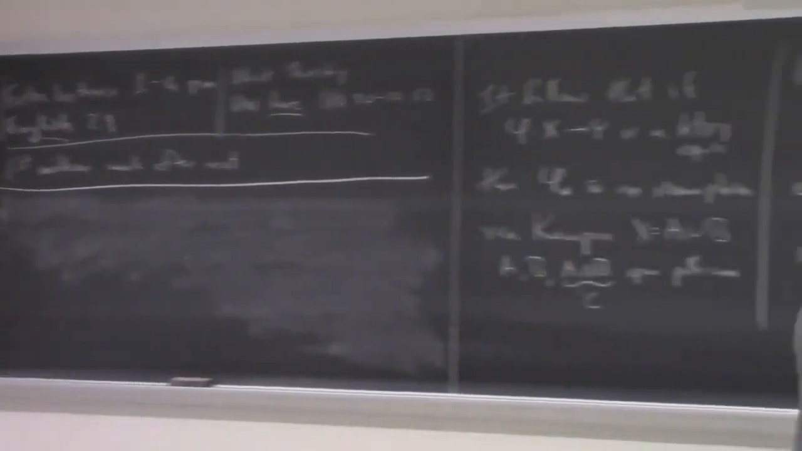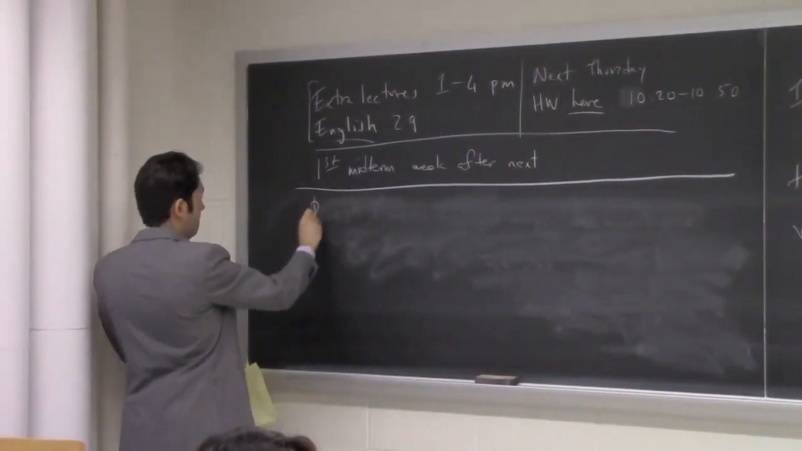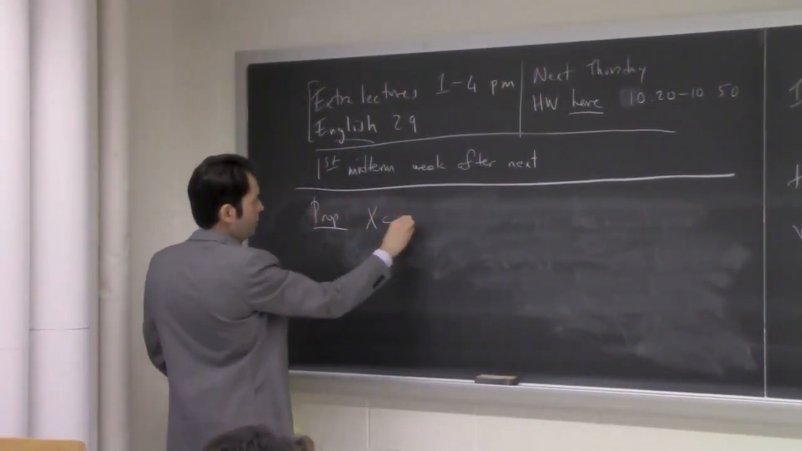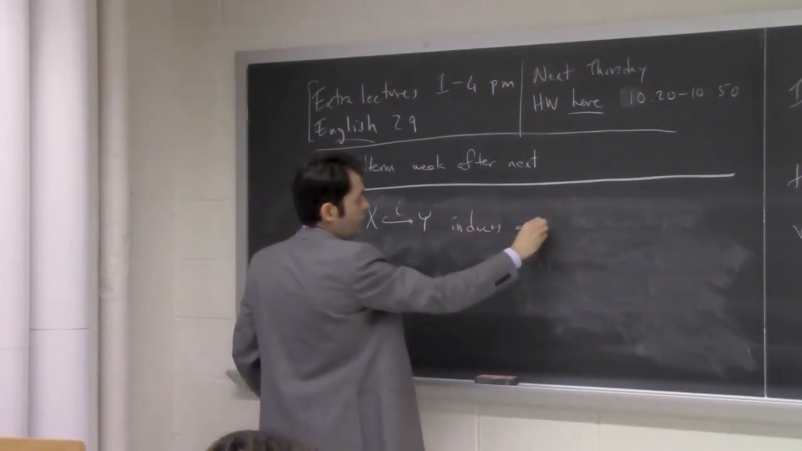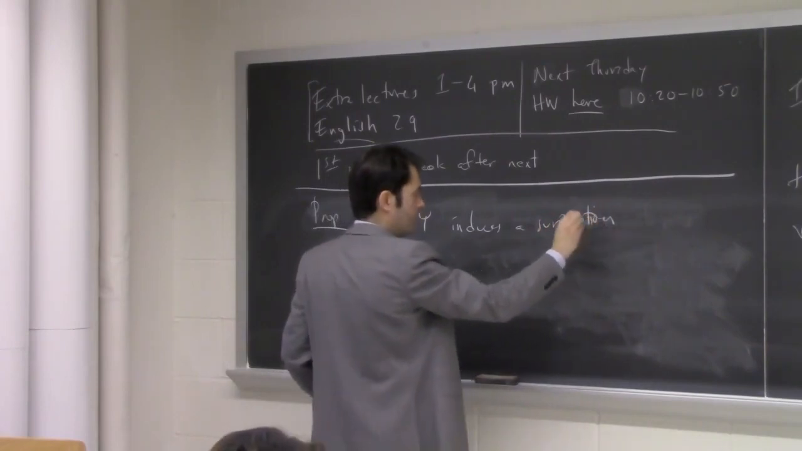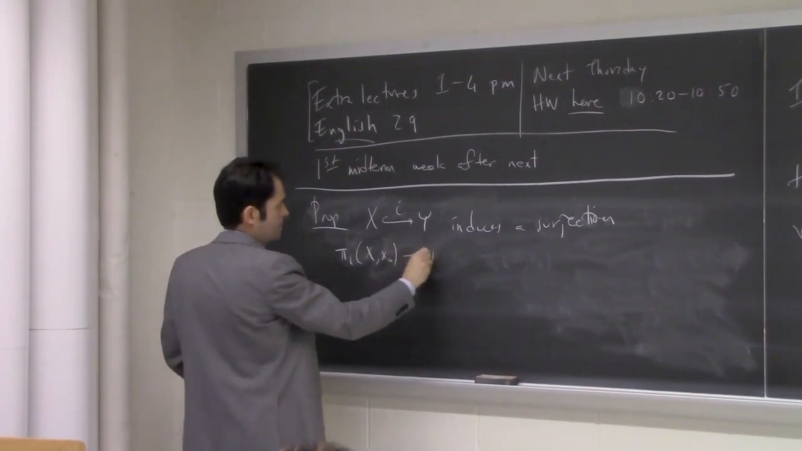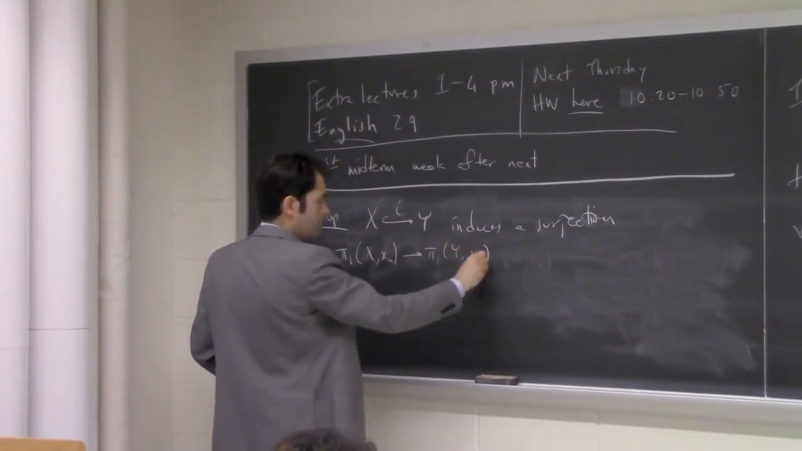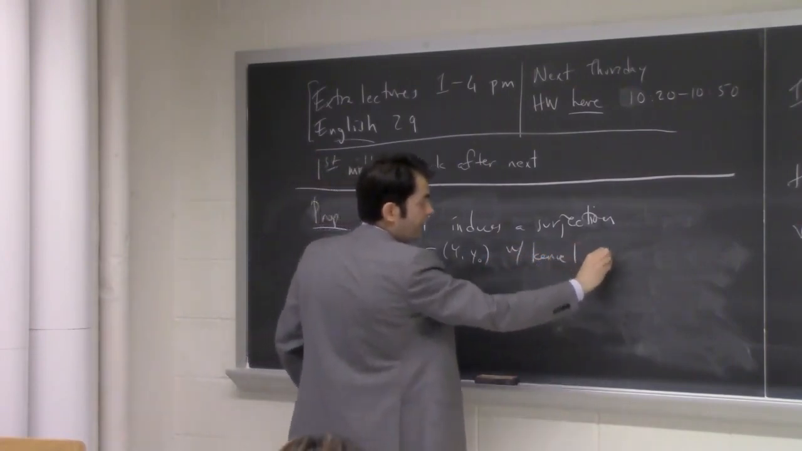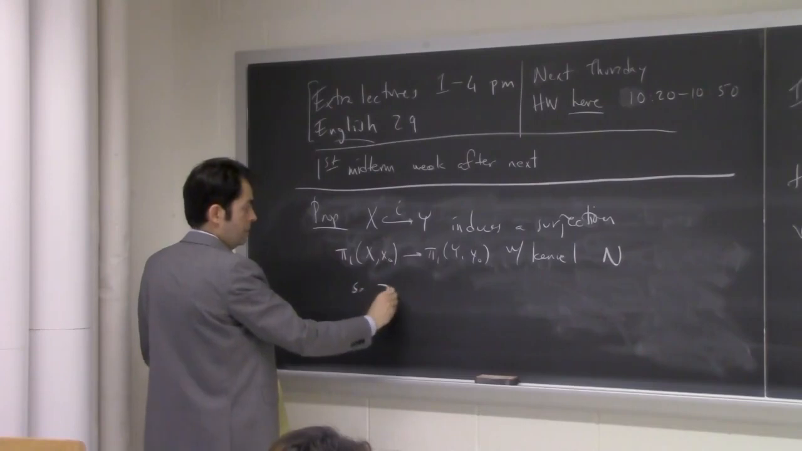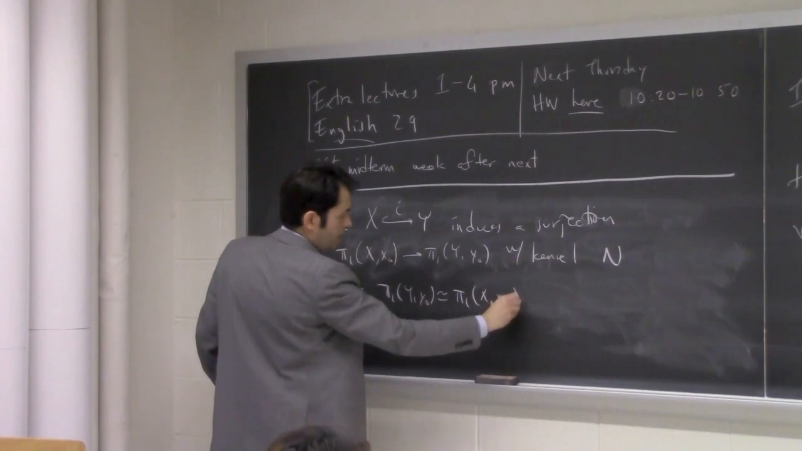Okay, so let's state that. Proposition: include X into Y. The claim is that this induces a surjection with kernel N. So pi 1 of Y, y naught is pi 1 of X, x naught modulo N.